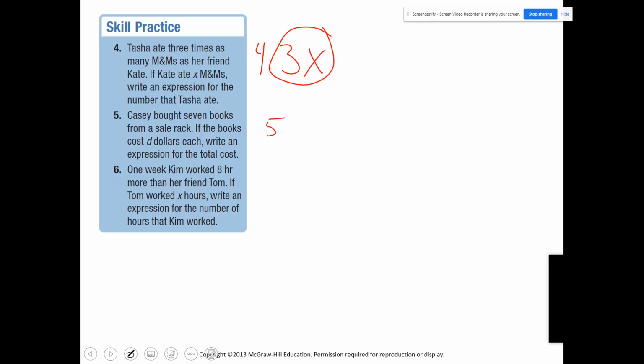All right, for 5, Casey bought 7 books from a sale rack. If the books cost D dollars, write an expression for the total cost. So D represents dollars. Casey bought 7 books that cost D dollars, 7D.